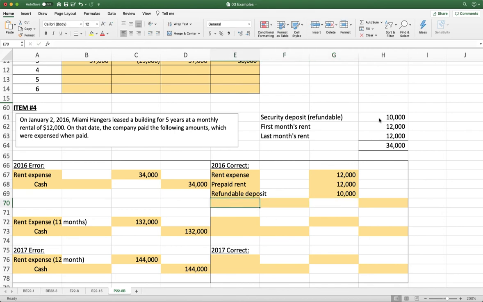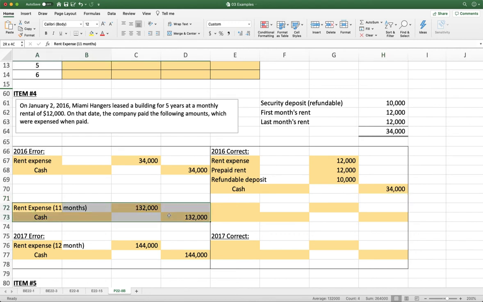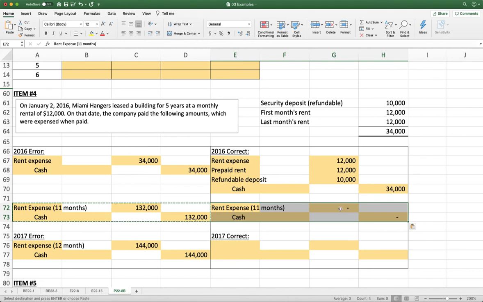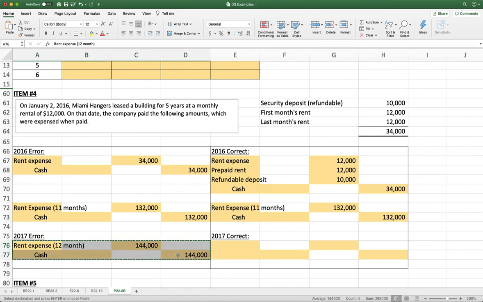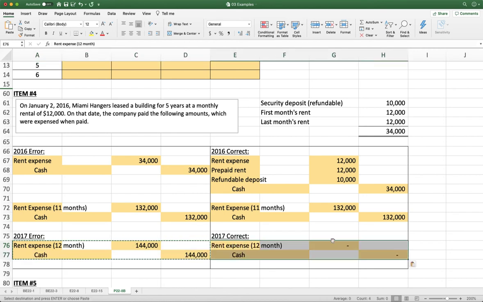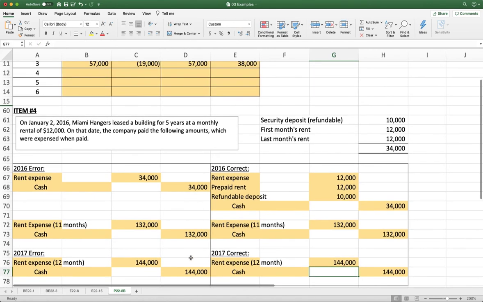And then this is cash out the door. Now, again, we're going to continue on through the rest of the year. We're going to pay our rent for the next 11 months. That part they did right. And next year, we're going to continue to pay our rent, and we're assuming they did that part right as well.